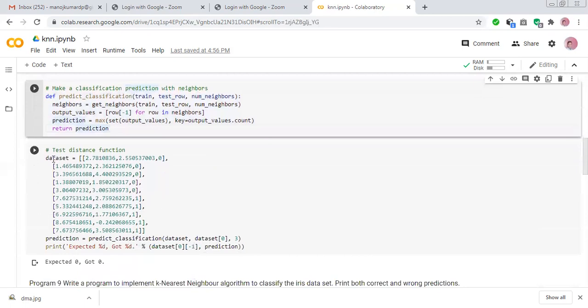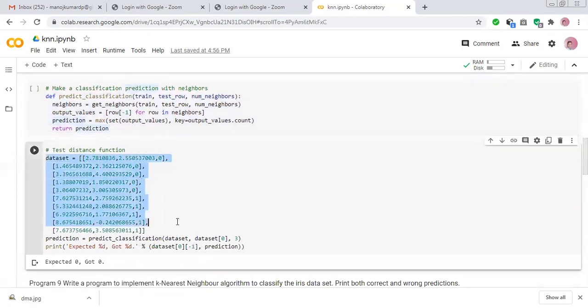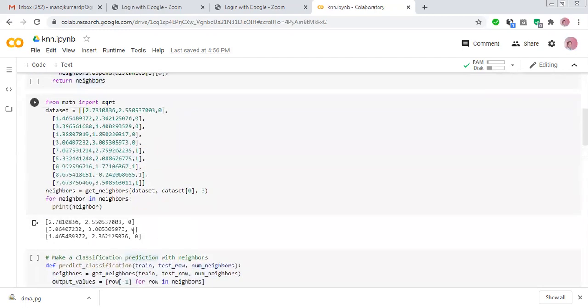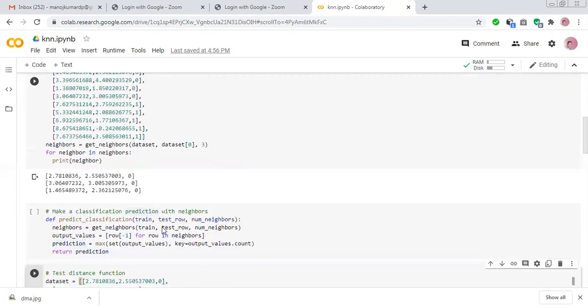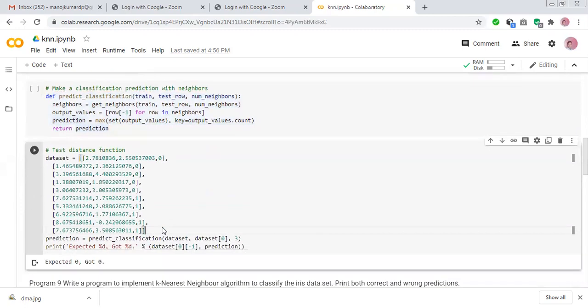So now I have given the test data function. This is the test data set I have given. For that you have to find the nearest neighbors. So which are the nearest neighbors, so that it will predict on 10. Okay, so this is the program. I can't explain each and everything because you have to go with the concept, like what is training data and what is testing data. So for that purpose, I'm going like this.